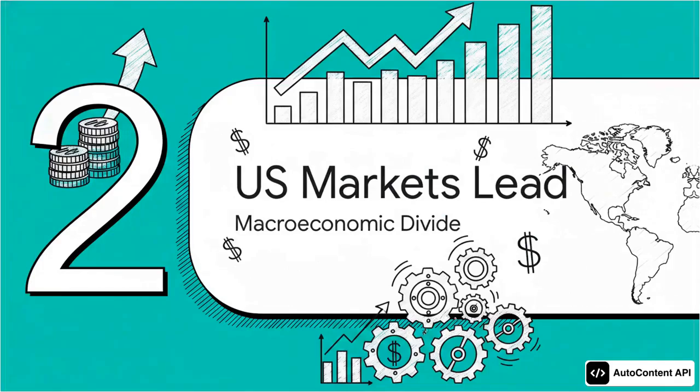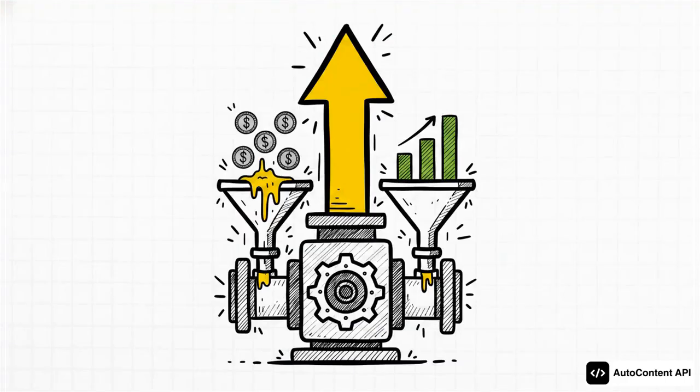Moving right along to Section 2, U.S. markets lead the world and the widening macroeconomic divide. So that 10% historical return doesn't just happen by magic. It needs a massive economic engine, and the primary engine of the S&P 500 isn't a mystery at all.